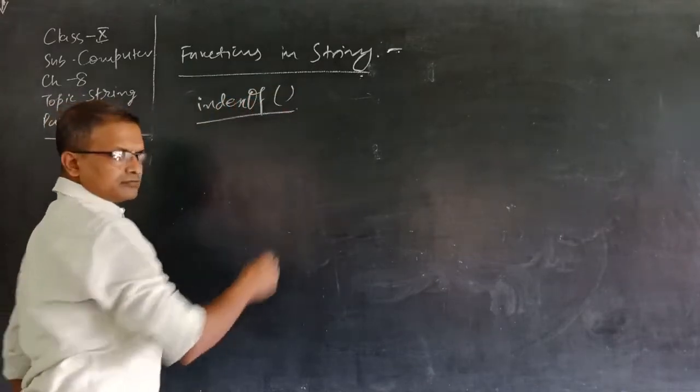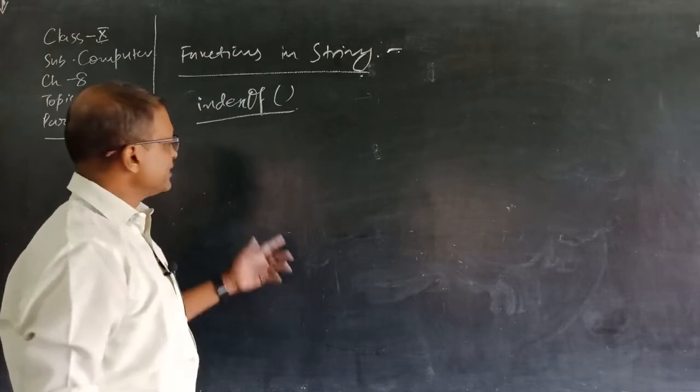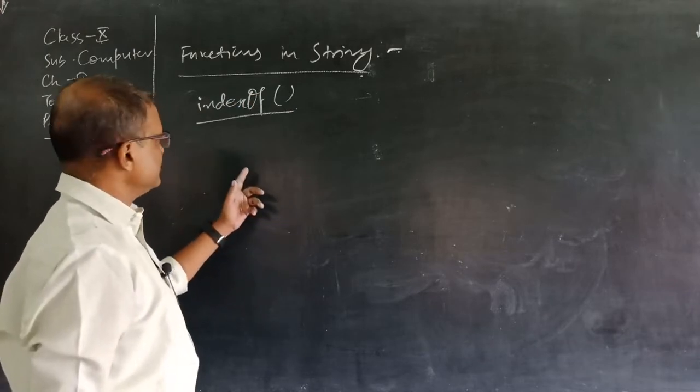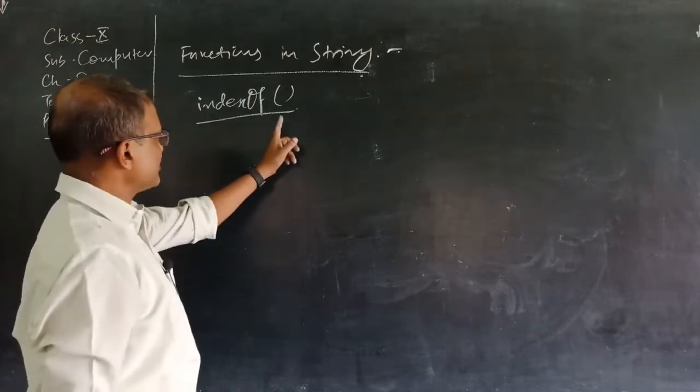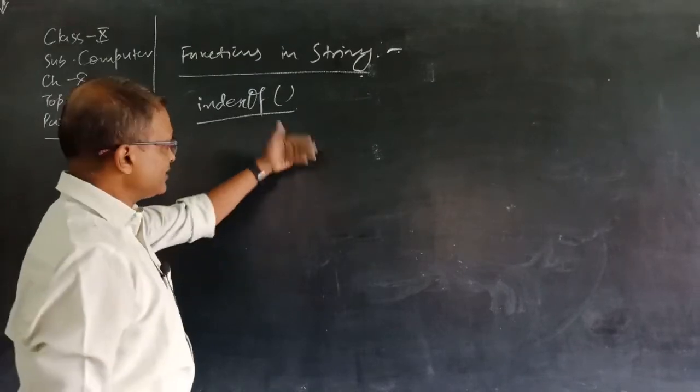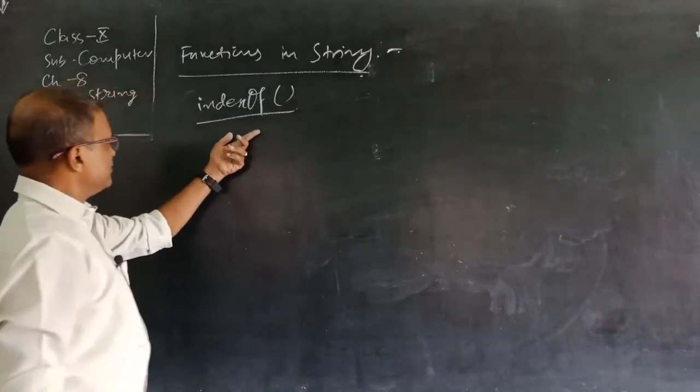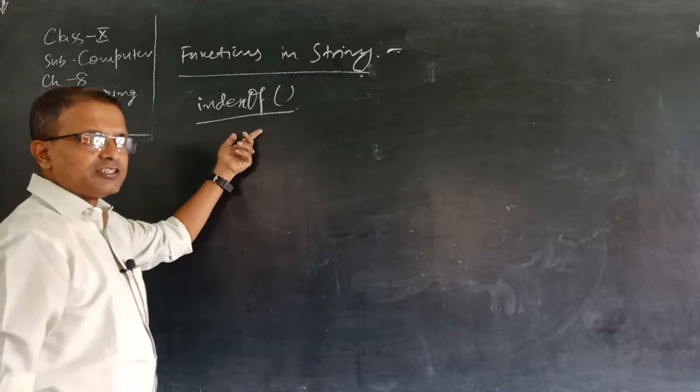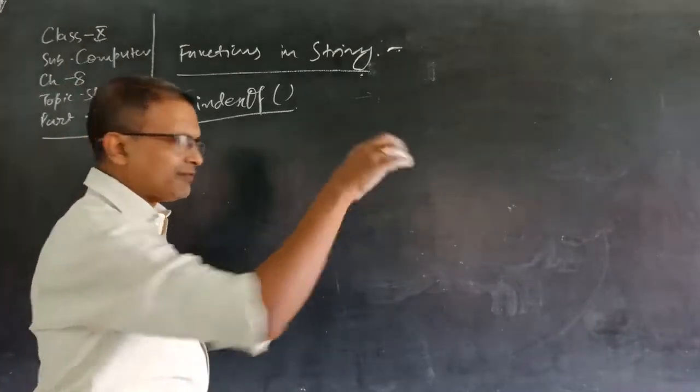Here is the indexOf function. This indexOf function is of two types: one is single parameterized and the second is two parameterized. We will discuss them one by one. But what is the use of this function? This is used to find the position of the given character.